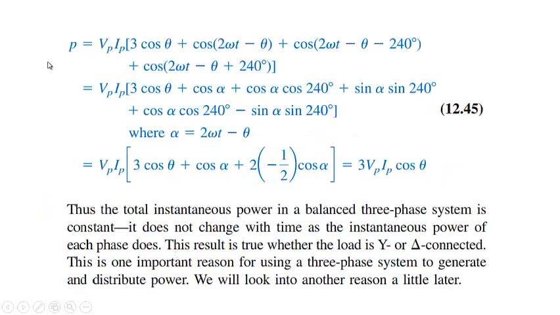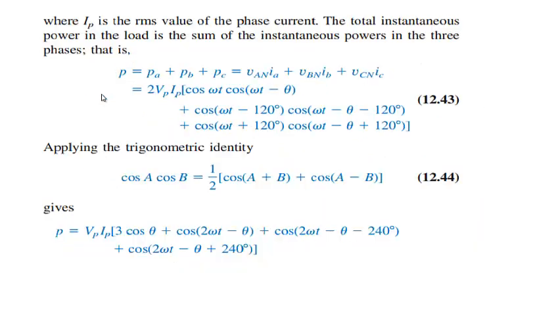Now this 2 and this 1 by 2 will be cancelled out because it is from the formula. It will be cancelled out, and we are left with only the RMS values.